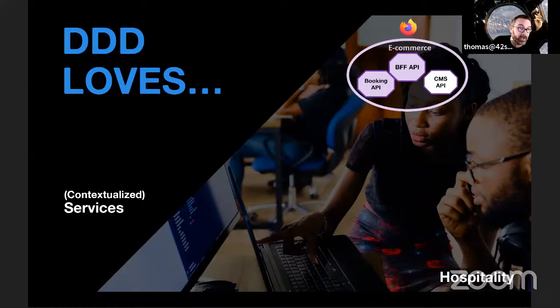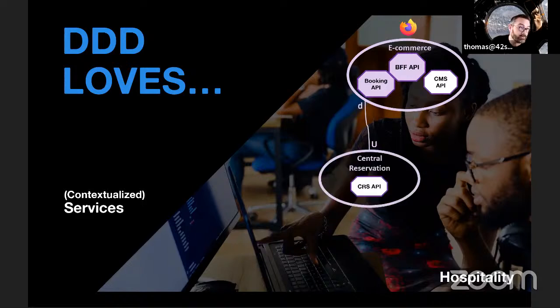We may have some kind of backend for front-end API, the BFF API here on the diagram. This one will need to connect with a CMS API, content management system, to have the contents provided by the business. We may have some kind of booking API to make bookings for the hotels. To do so, we rely on another context, and this other context is a central reservation system. The central reservation system will be upstream for us to provide all the reservations, all the bookings.